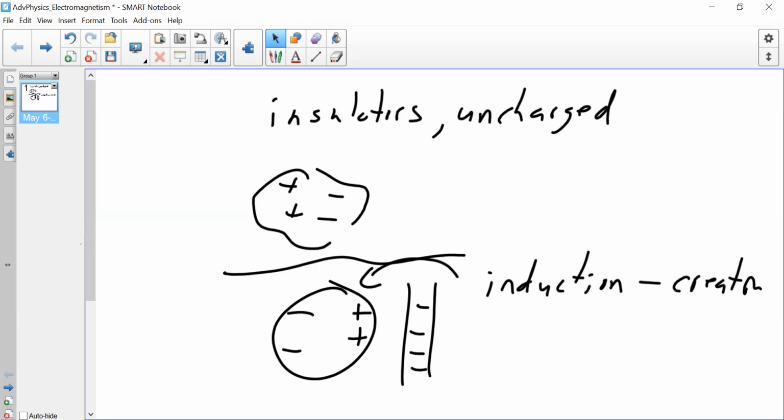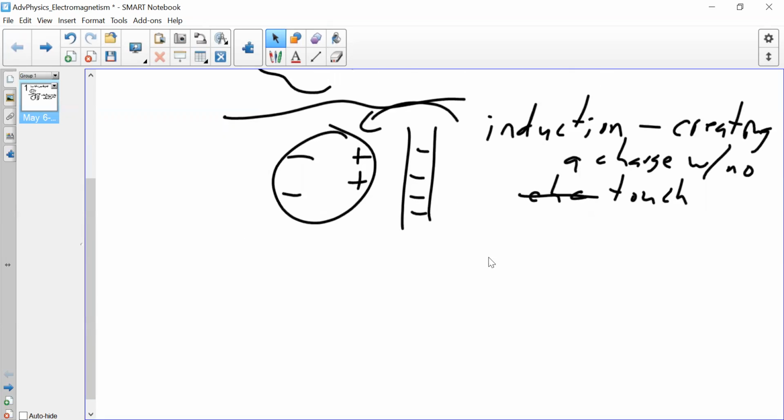So induction is creating a charge with no touch. Try to keep things as simple as possible in our review here, with no touch. And then conduction is creating a charge or facilitating the creation of a charge by touching. These objects are going to touch each other. So now when I bring the negative rod here at the region of these protons, then we're going to have conduction.